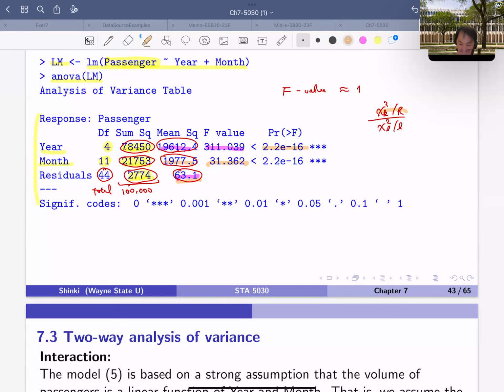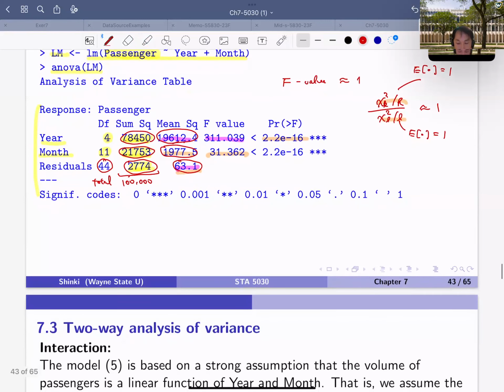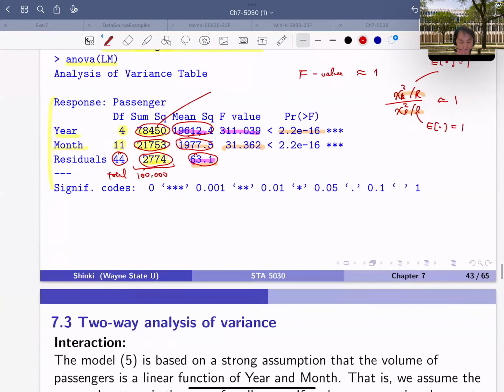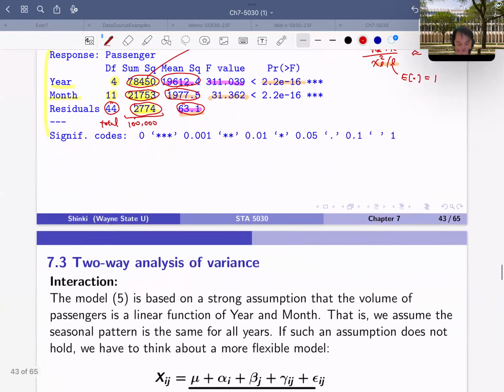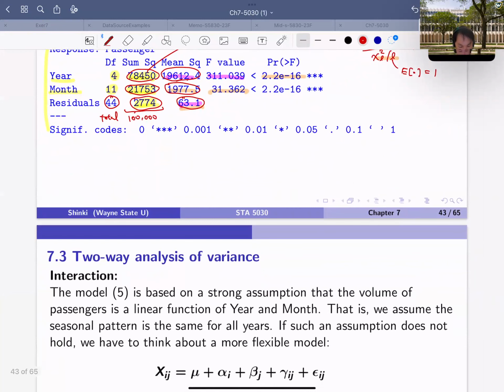And the numerator and the denominator each have an expectation of 1. So the expectation of the numerator is 1, the denominator is also 1. That does not mean the expectation of the entire quantity is equal to 1, but it is around 1. So 311 is an extremely large number. So we expect the null hypothesis is rejected. Actually, 78% of the variation is explained by year, so it's very natural that the year is a significant factor to explain the number of air passengers.